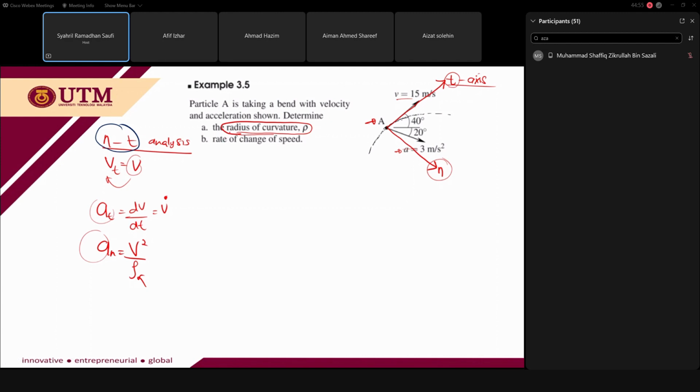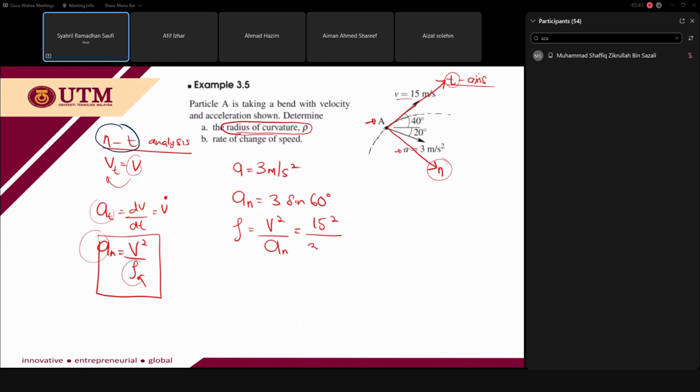First we find the radius of curvature. The radius of curvature belongs to the equation of acceleration normal. You are given acceleration 3 meter per second squared, so to resolve this acceleration to normal, you use an equals 3 sine 60 degrees. This is your acceleration along the normal axis. Now you need to determine rho. Rho is equal to v squared over acceleration along normal, which is 15 squared over 3 sine 60. Then you get rho. Please put the unit, which in this case is meter.